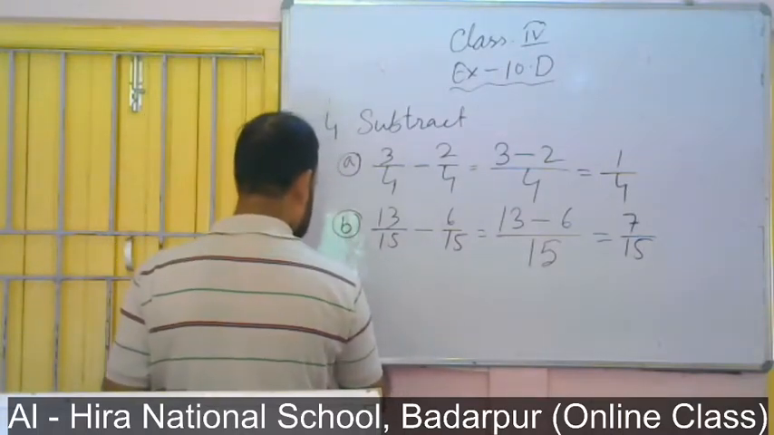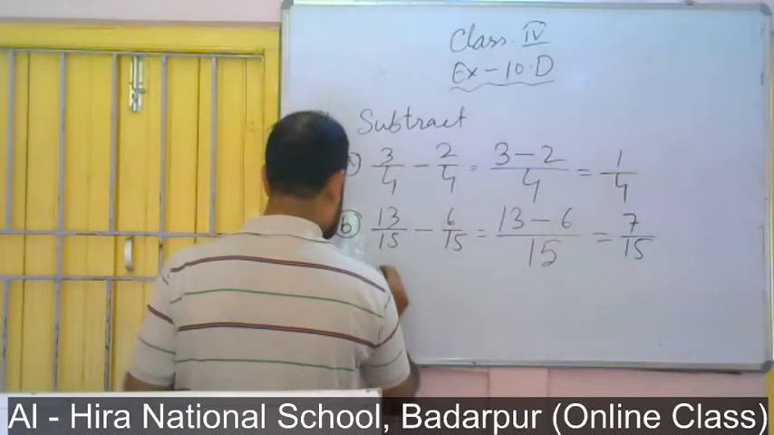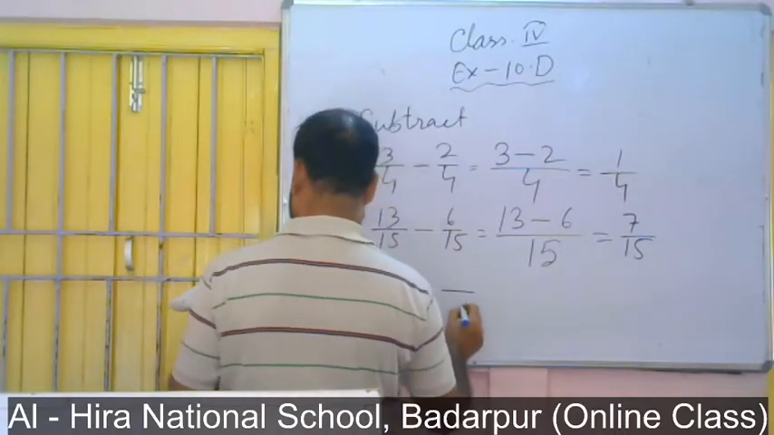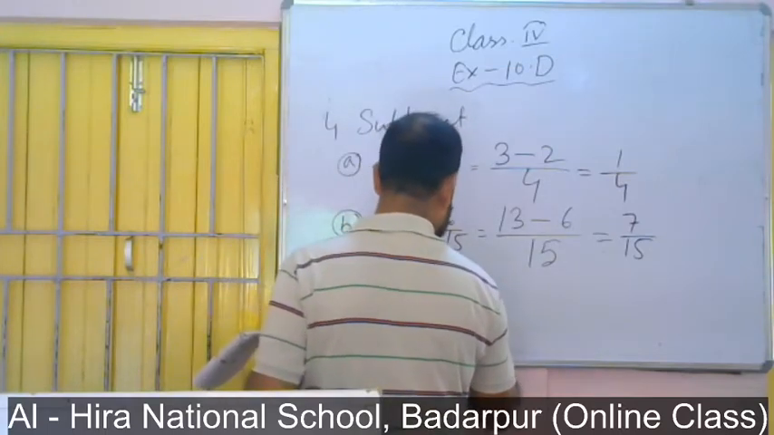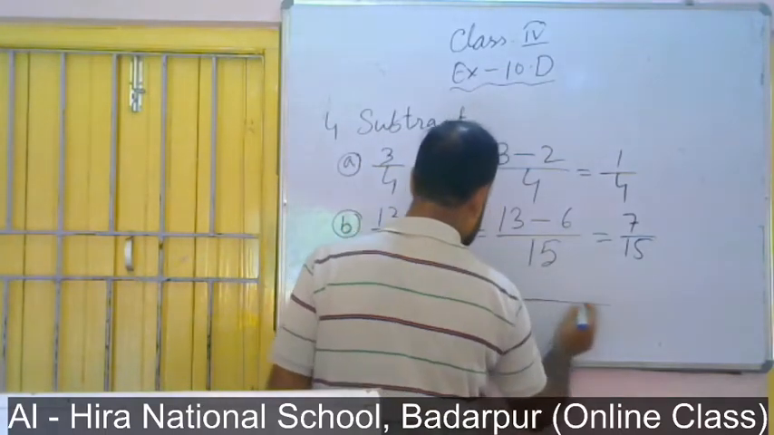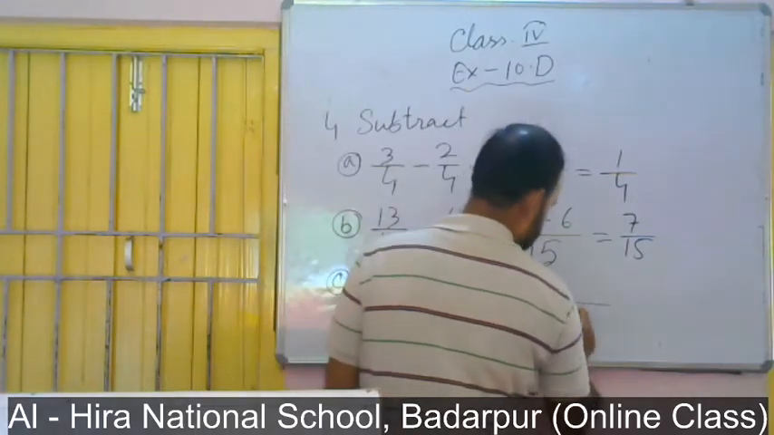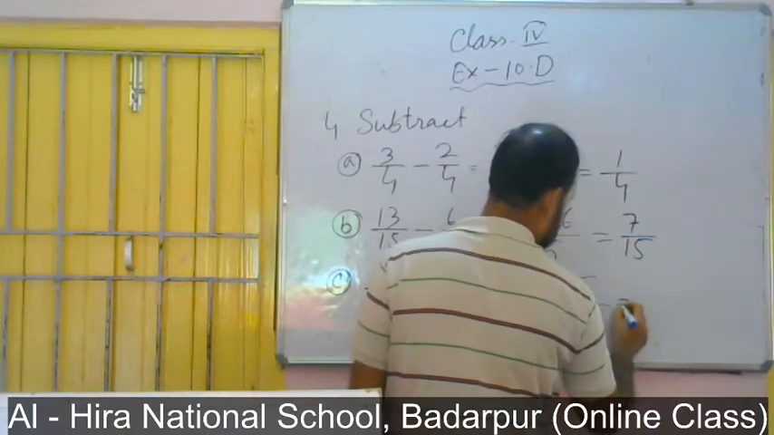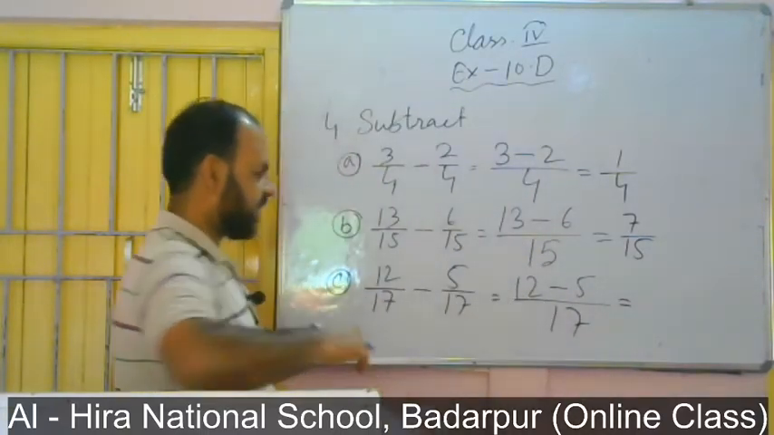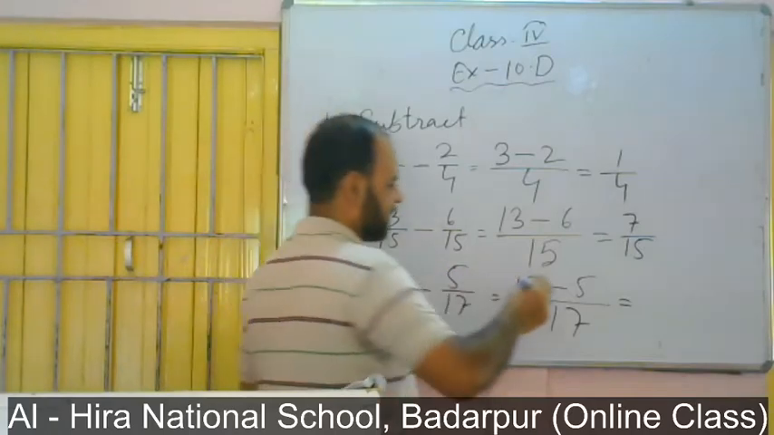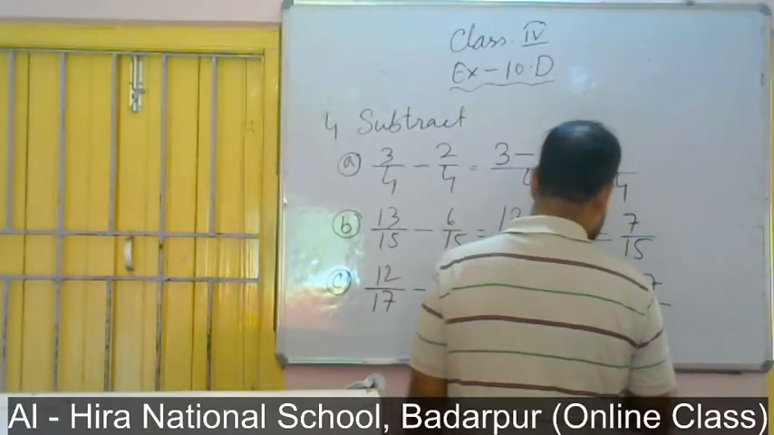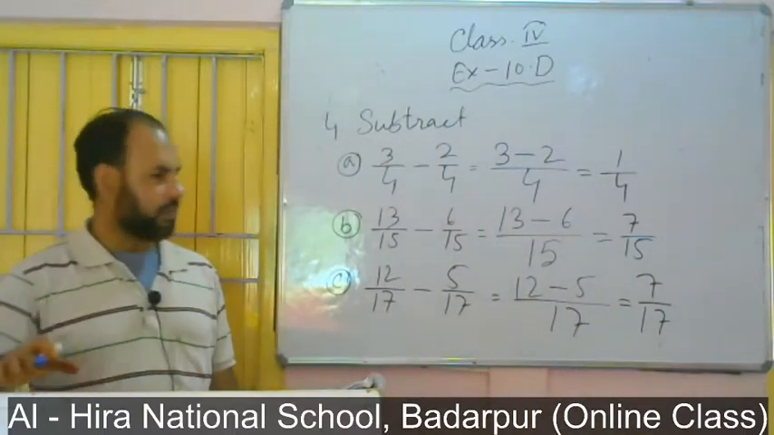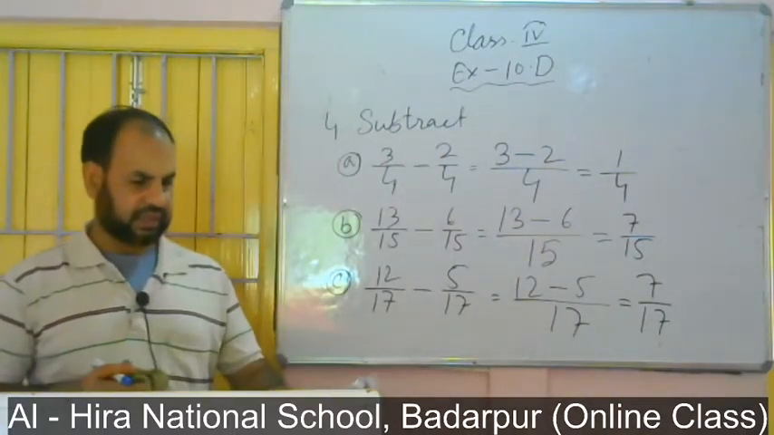Question number C. 12 by 17 minus 5 by 17. Now here common denominator 17 and 12 minus 5. 12 minus 5 is equal to 7, and denominator is 17. Here also answer is 7 by 17.